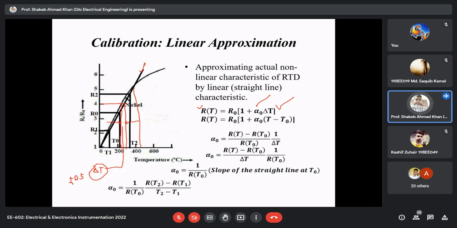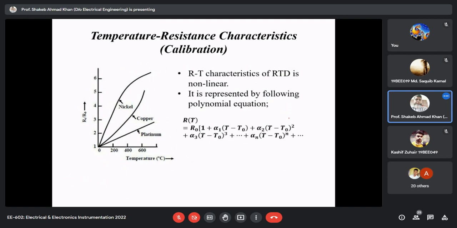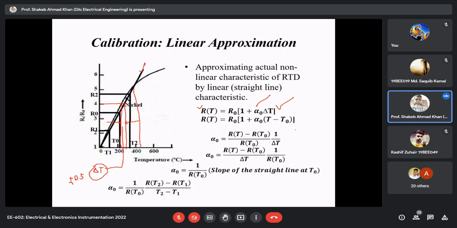And suppose we want 0.5% and the error is 1%, then obviously we will take up the higher order expressions, and then it will be called quadratic approximation or cubic approximation, like that. So this is what is done in calibration. Now I'm coming back to the linear approximation.